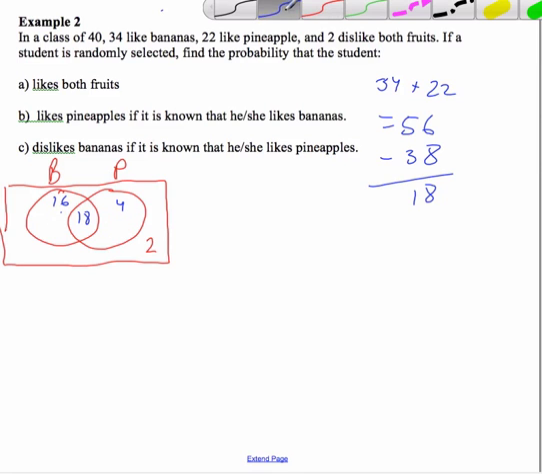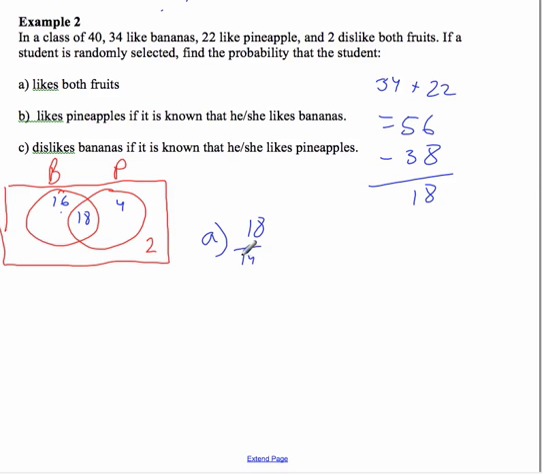Alright, so I got my Venn diagram done. Now I can easily answer the questions, I believe. So number A was probably that this random person likes both fruits. Well, that's 18 out of our total, which is 40. I can divide them both by 2 and get 9/20ths, so that's the probability that someone likes both fruit.